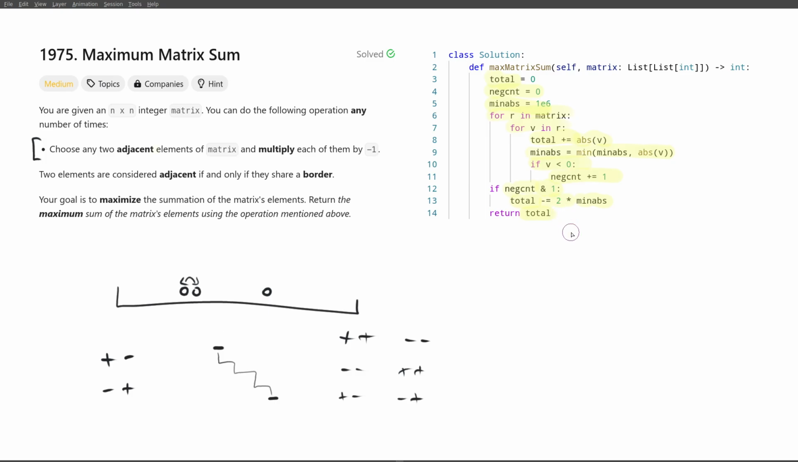We have to subtract it twice because here we added it, so we assume that it will have a positive sign, but unfortunately it has a negative sign, so we have to subtract it because we have mistakenly added it, and then we have to subtract it again because it has a negative sign. And this is the whole solution.